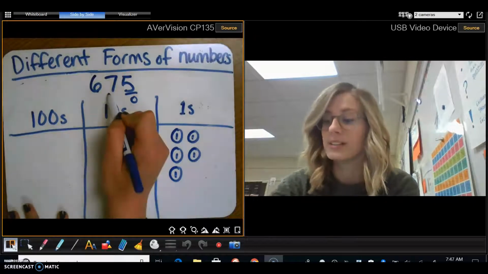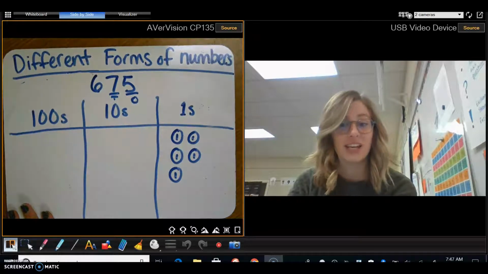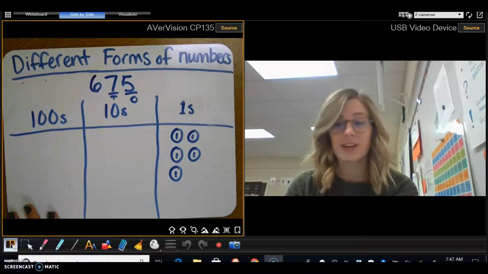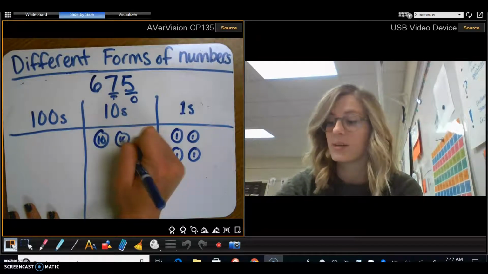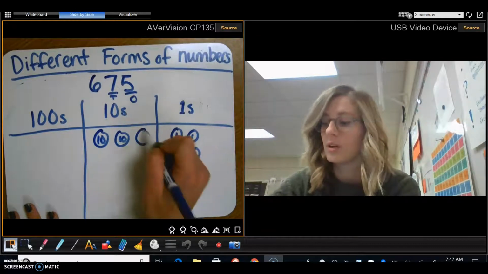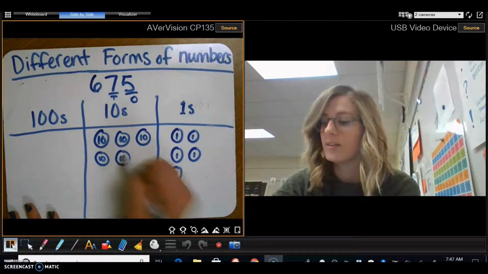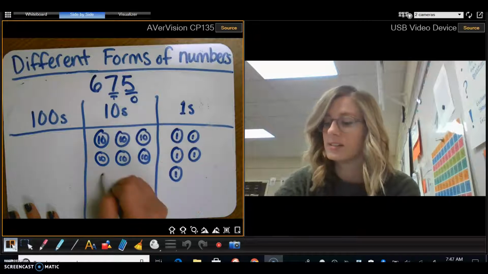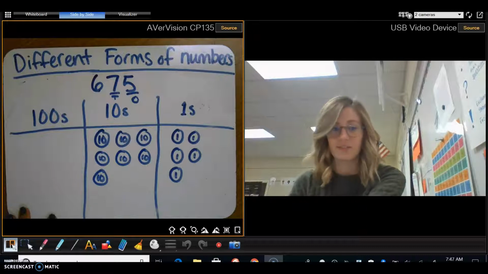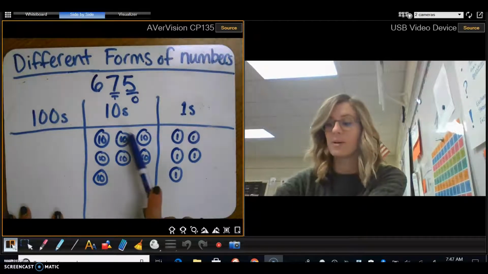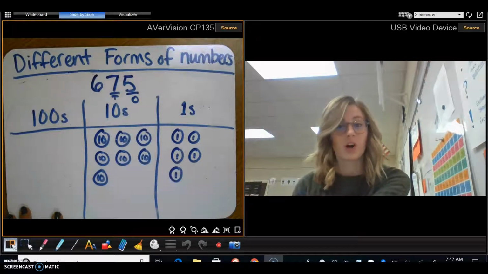Then I'm going to look at my tens place. How many tens do I have? I have 7. So I need to draw 7 place value discs with the number 10 written inside each one. 1, 2, 3, 4, 5, 6, 7. So right now I have 75, right? Because if we count up, we can count each of these place values and it equals our number.